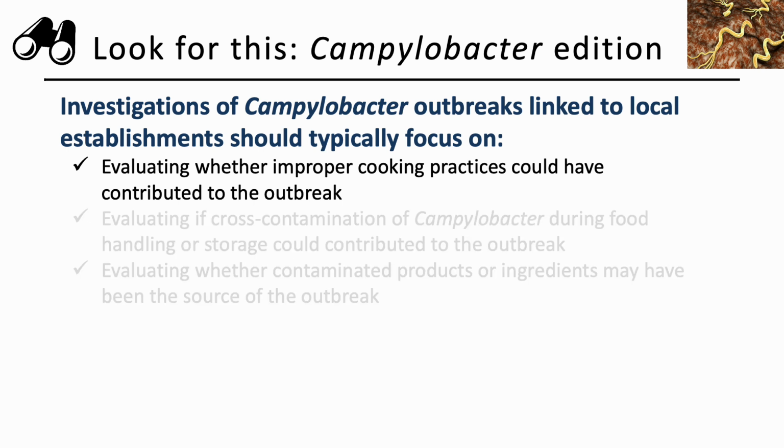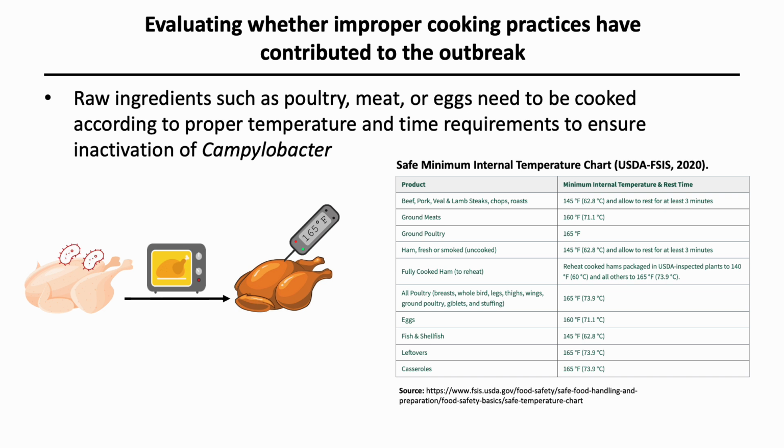First, let's discuss how to evaluate whether improper food preparation practices, such as cooking, could have contributed to the outbreak. Retail and food service establishments that prepare food need to make sure raw foods of animal sources like poultry, meat, or egg products are cooked to proper temperature and time to ensure that any Campylobacter that is potentially present on these raw ingredients is inactivated or killed.